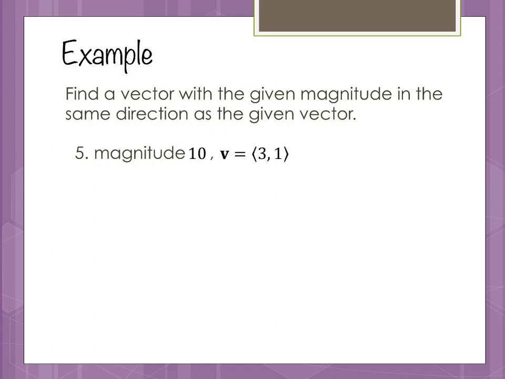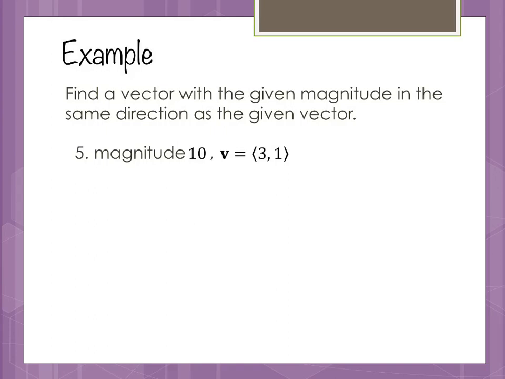What was the directions on part A of our last example? Somebody just read them out loud. The part A directions on number 4. Find a unit vector in the same direction as the given vector. Okay, so what part of that says the exact same thing as this direction set? Same direction. So I want something in the same direction.